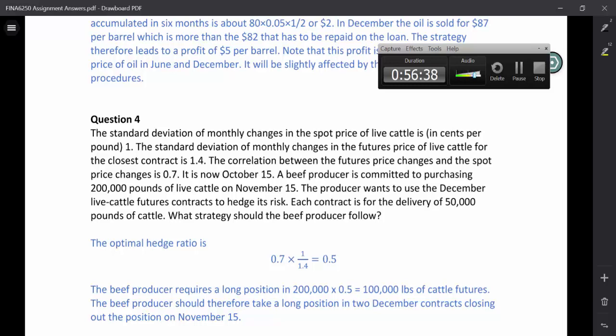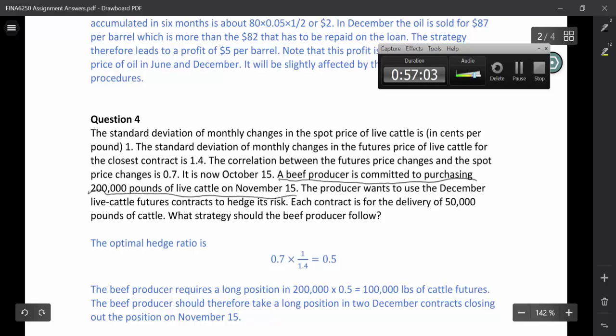Now, the key to it, I always think in very simple terms. I think just like a normal guy, okay? I am a normal guy, okay? And how would a normal guy think? Here's the key sentence. You are committed to purchasing. You're going to buy something, okay?